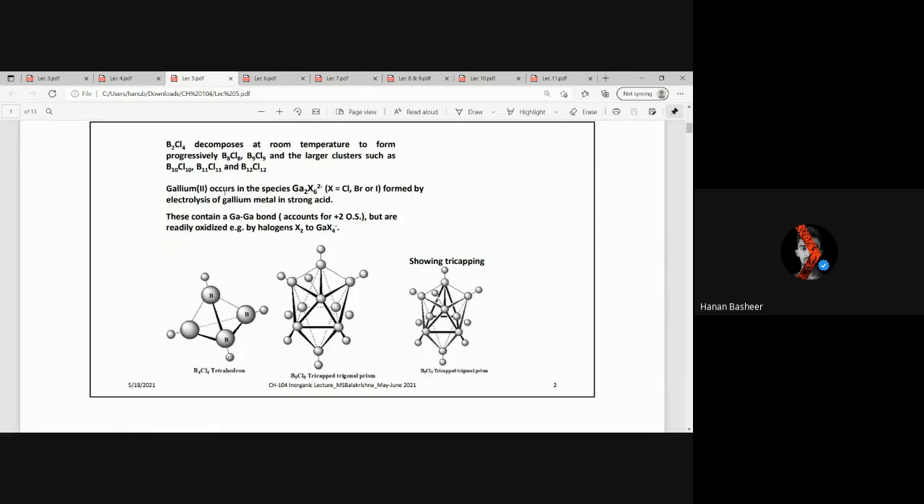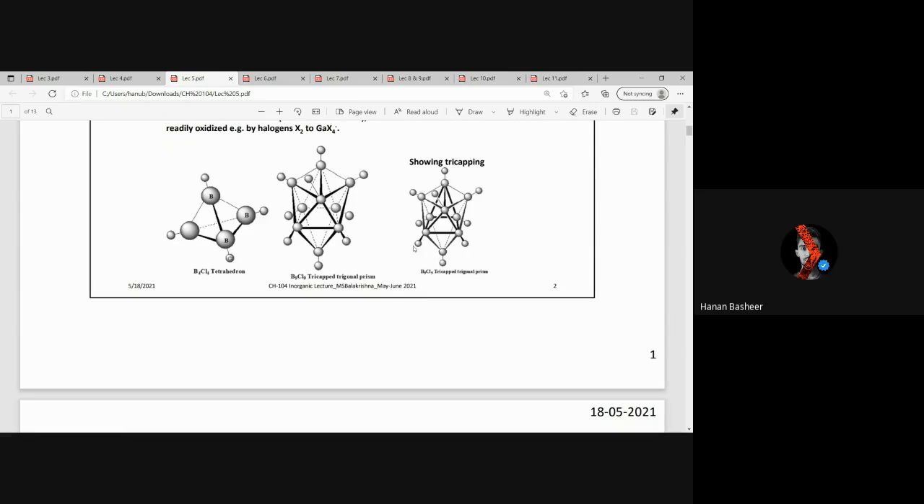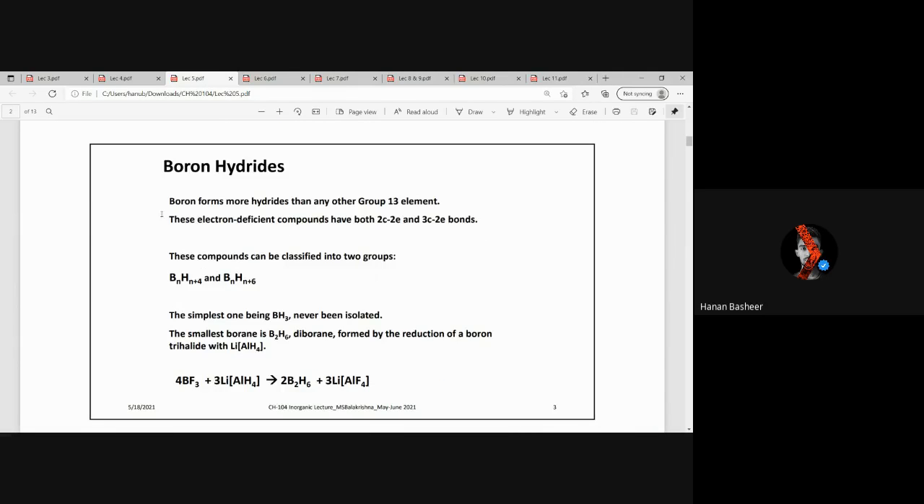And gallium occurs in the species Ga2X6 2 minus. This contains a Ga-Ga bond and accounts for the 2 plus oxidation state, and these are readily oxidized by halogens to form GaX4 minus. So these are the structures, and these are the names of the geometry. This is tetrahedron. This is tricap trigonal prism. Then this is the tricap trigonal prism again, and this is boron hydrides.